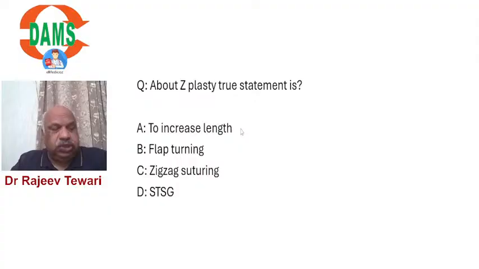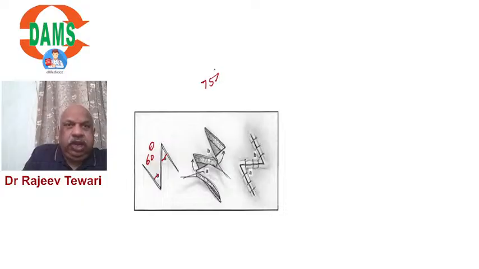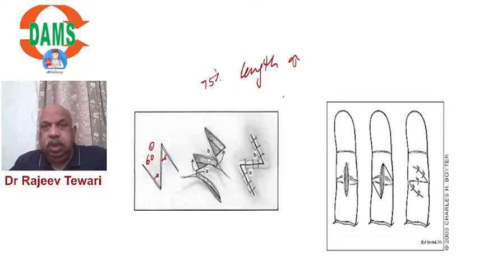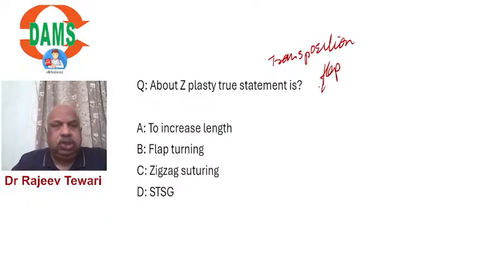About Z-plasty, true statement is... Z-plasty basically, this is the most common angle. You take 60 degrees and you get 75% length increase. So, for contracture, to reduce the tension and gain the length, we do Z-plasty, a double transposition flap. Z-plasty is an example of transposition flap, double transposition, and it is to increase the length.